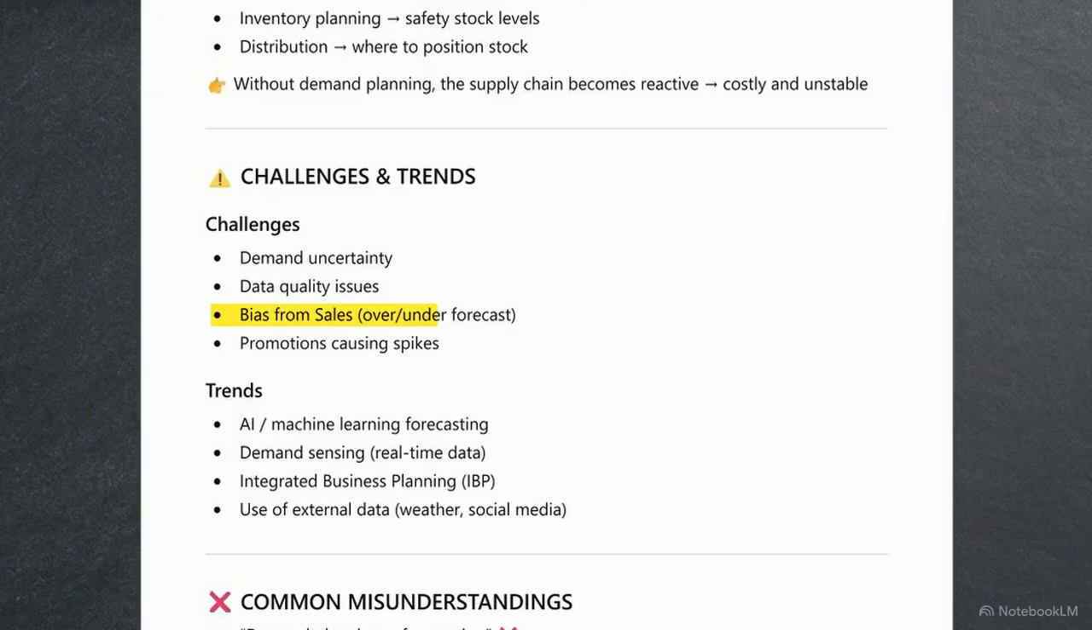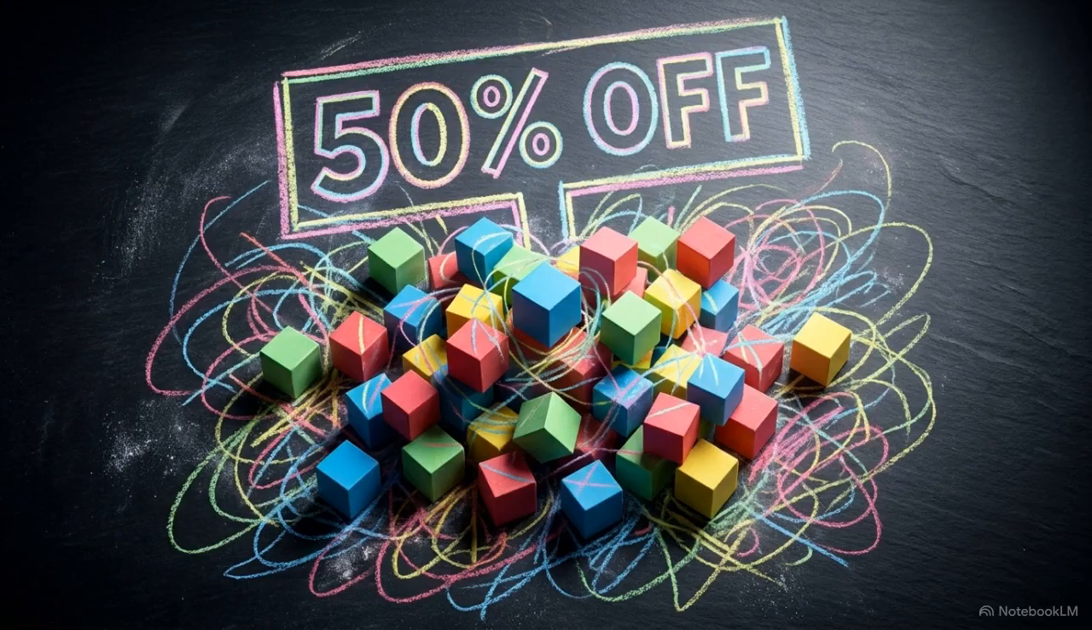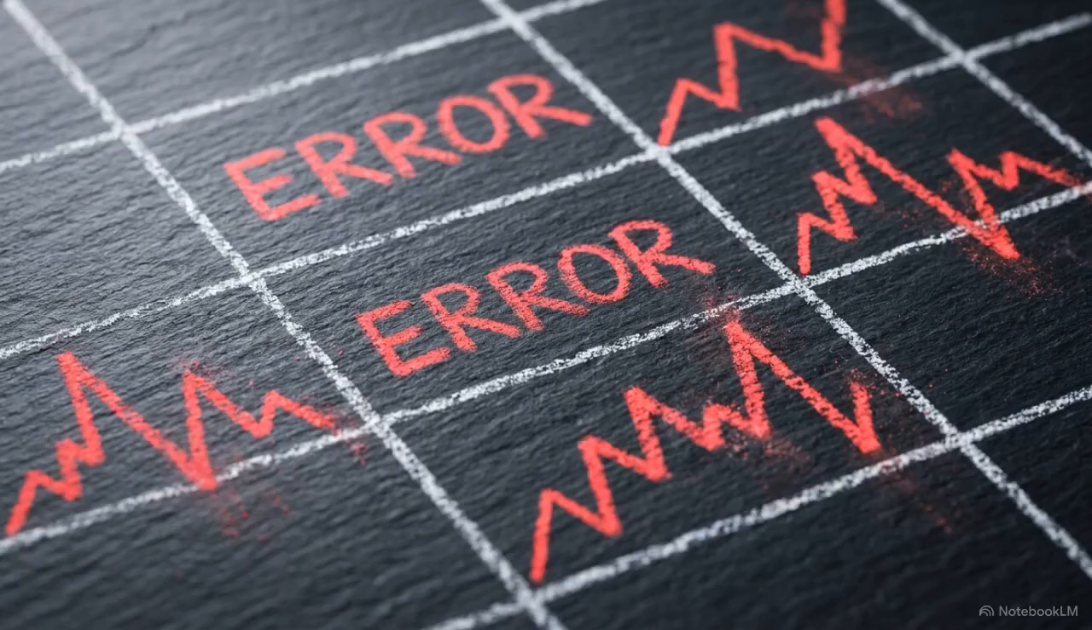As noted in this APICS outline, bias from the sales department is a risk, where teams may overforecast or underforecast to influence performance targets. Marketing actions contribute as well. Localized promotions create demand spikes that can confuse future predictive models. A demand plan is a fragile instrument. Its effectiveness relies on the integrity of its data and the honesty of its contributors.